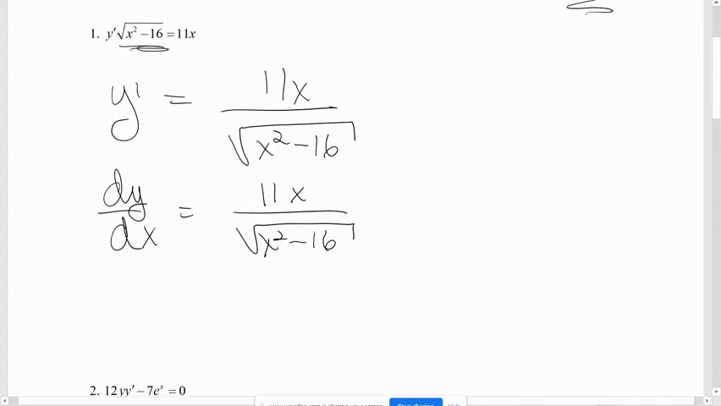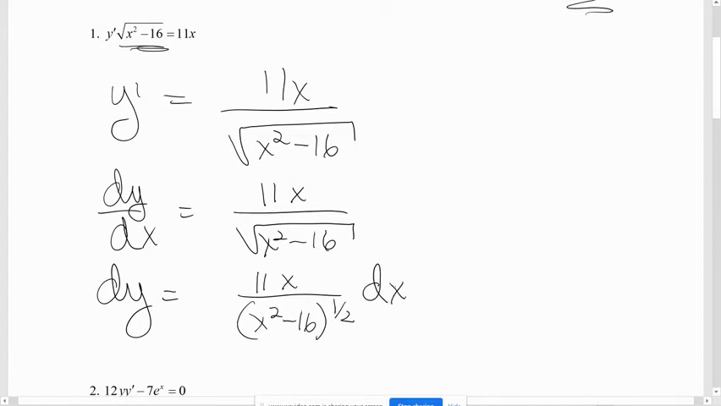Then we're going to kick the dx over to the other side. So we'll have dy equals 11x over. Now we know eventually I need to rewrite this as x squared minus 16 to the 1/2. So let's just do it now. And the dx will go here. All right. And then we're going to do the antiderivative of both sides because we want the general solution, which is going to be y is equal to something instead of dy is equal to something. Okay, so this is going to be y.